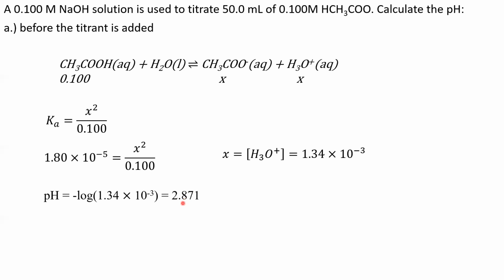And notice that the pH of the weak acid was higher than the pH of the strong acid because the strong acid would have more hydronium ions in it because it 100% dissociates. The weak acid has less hydronium ions in it because only a small percentage of it dissociates.